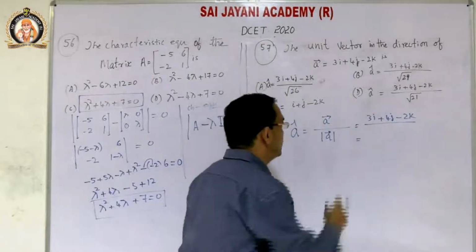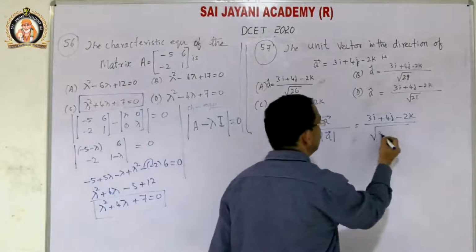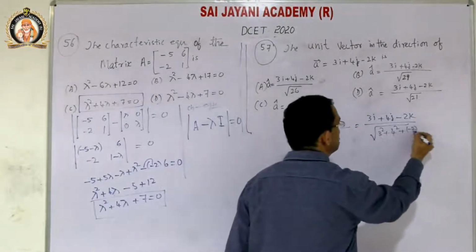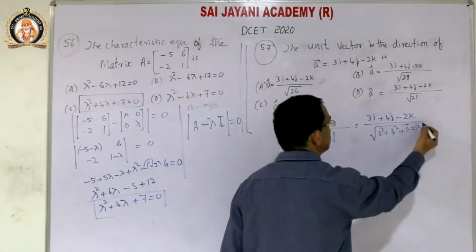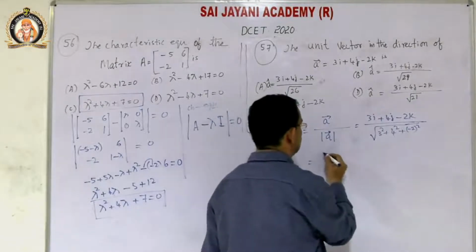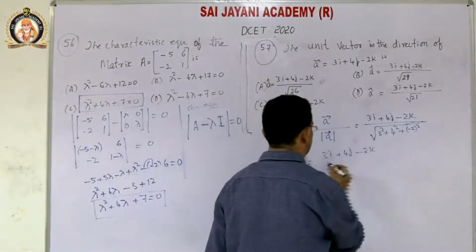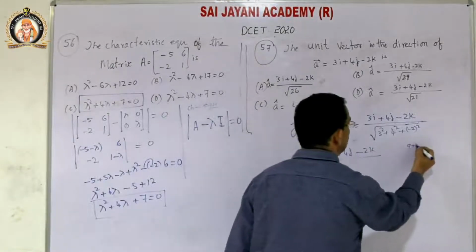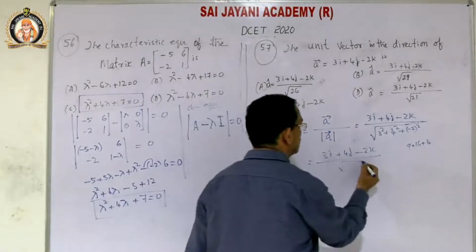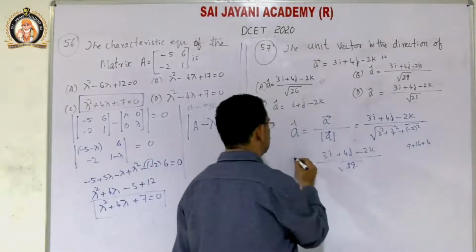Now we have to find the magnitude of A vector, that is square root of 3 square plus 4 square plus minus 2 whole square. Is it not? That value is minus 2, therefore minus 2 whole square. While simplifying this, 3i plus 4j minus 2k divided by square root of 9 plus 16 plus 4, that is 16 plus 4, 20, 29. So A cap is equal to this.